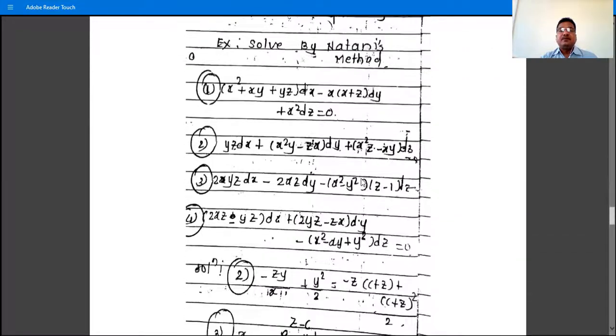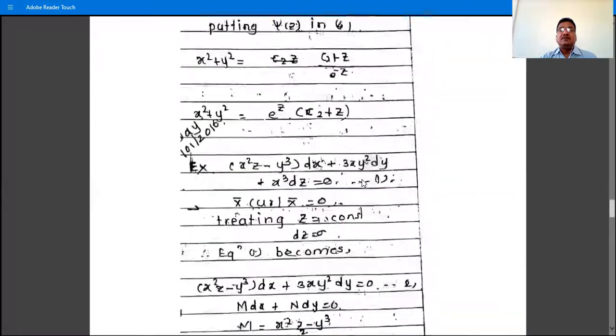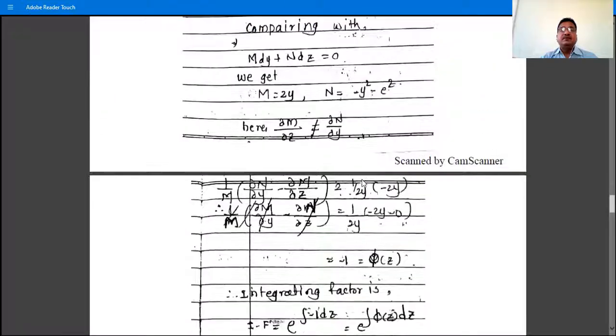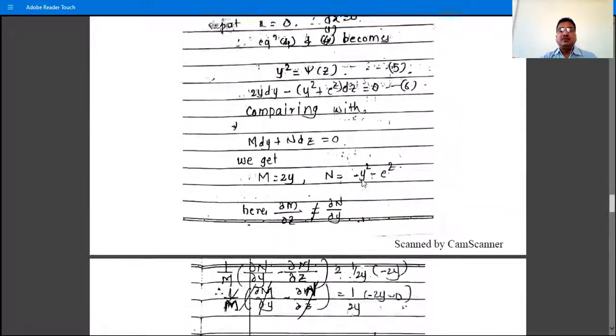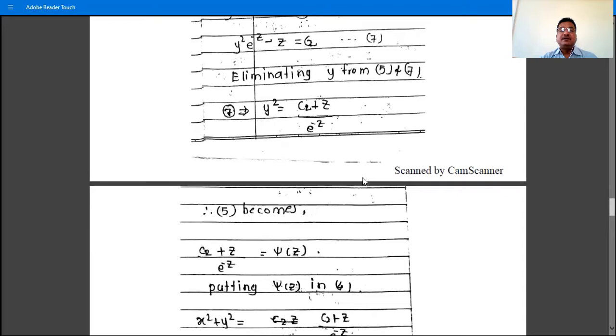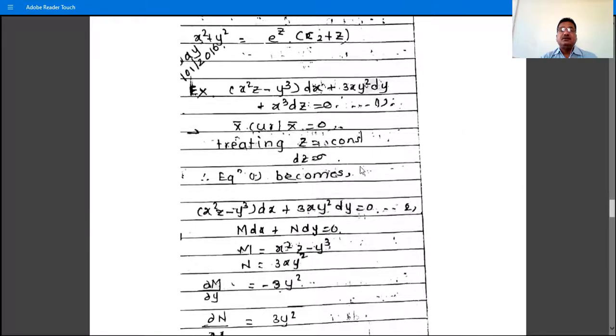So there are some other problems on Natani's method. This is again one more solved problem on Natani's method. This problem, okay.